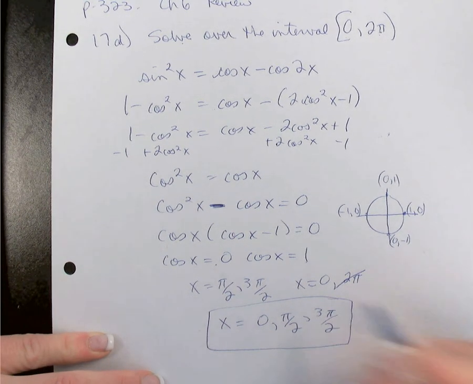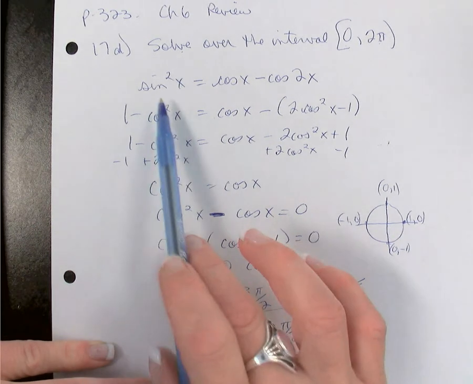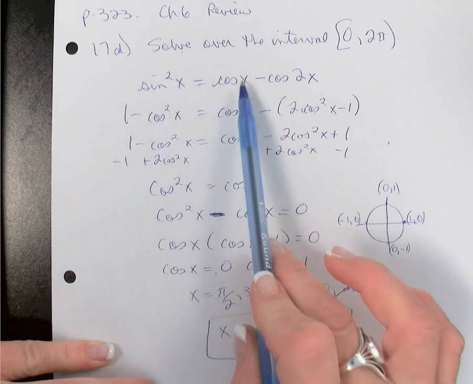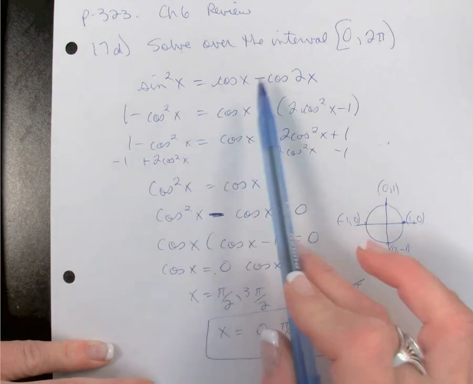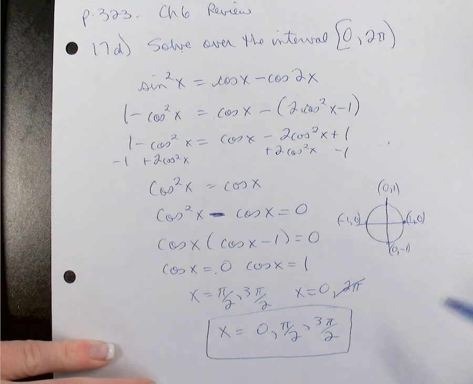The other thing I should mention is always check to see if any of these are restrictions or non-permissible values. If we go back to our original question, because we just have sine squared x and cos x, and no fractions involved, we do not have any restrictions. So these answers are fine.